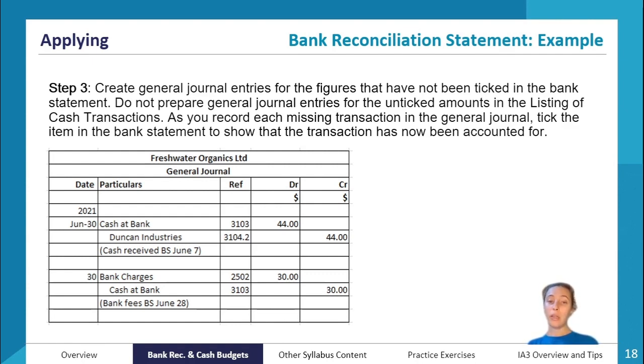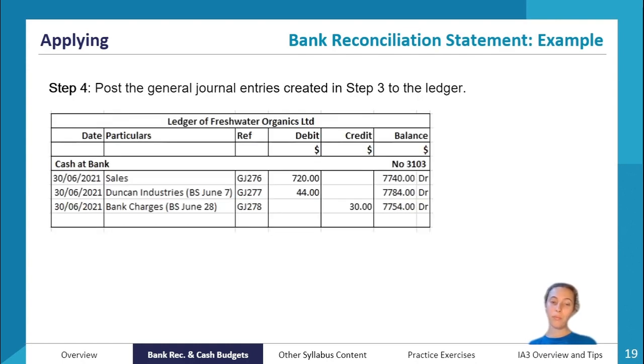So as you record each of these, be sure to tick those off. So you would have written down something similar to what I had, where you were identifying what was not ticked. And once you have accounted for those transactions in your general journal, then make sure you tick it off straight away so you can make sure you're not doubling up at all. And now we post this to the general journal, to the general ledger.